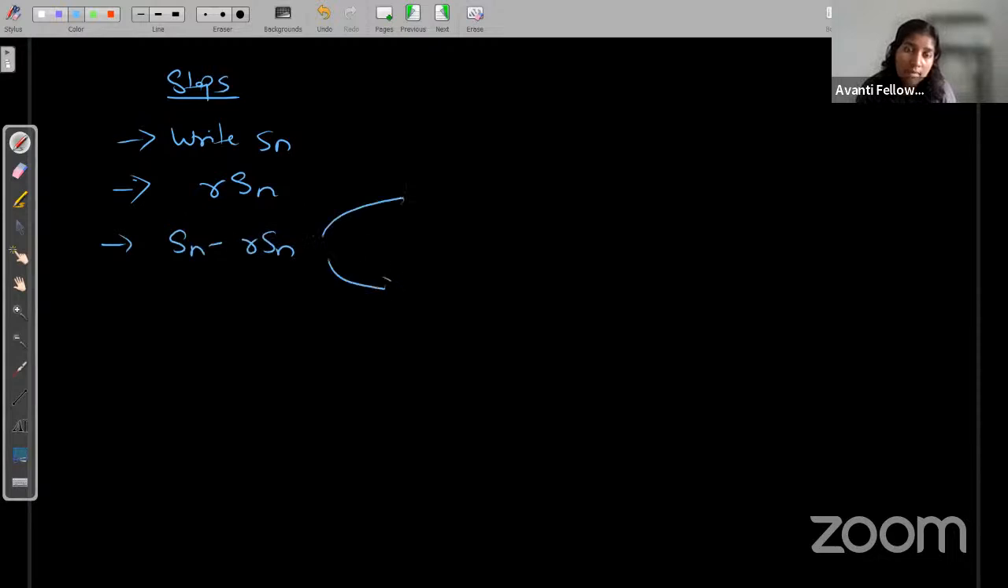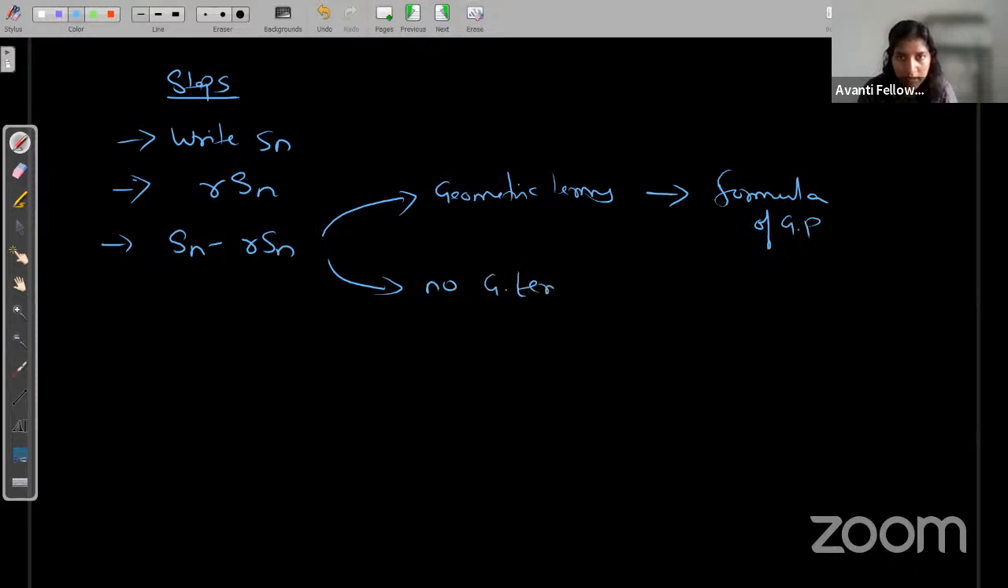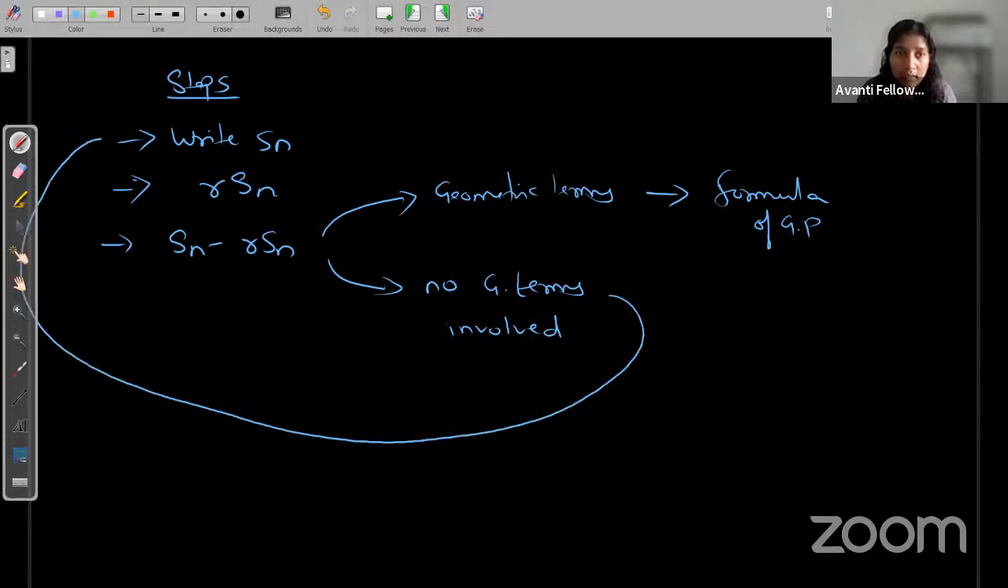Now, if this Sn minus rSn consists of geometric terms, then we solve it using the formula of GP, right? If no geometric terms are involved, what do we have to do? I said we have to repeat the steps. Correct? So this was the procedure that we applied for our previous problem, right? So the same thing will apply here. So let's see how to solve it.